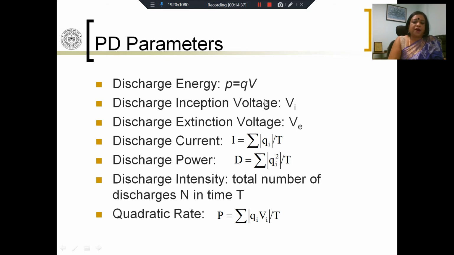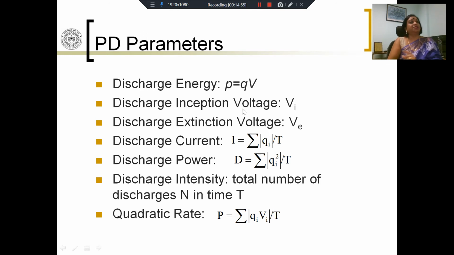What are the PD parameters that we are generally interested in? We are interested in the discharge energy because that is what is going to cause harm. Remember, PD is a degradation mechanism in itself. So the discharge energy content is important. The discharge energy P is measured as Q into V.